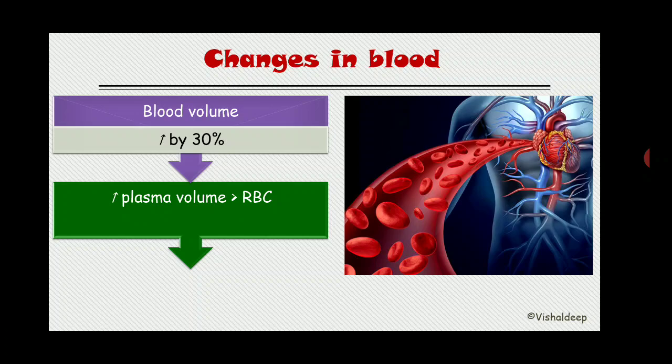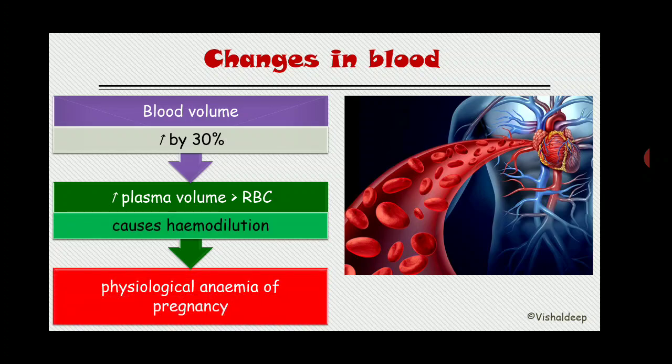So what actually happens is the RBCs are getting diluted in a higher amount of plasma. That condition is known as hemodilution, and this condition that happens during pregnancy is known as the physiological anemia of pregnancy. So there are chances that the examiner might ask about physiological anemia of pregnancy.